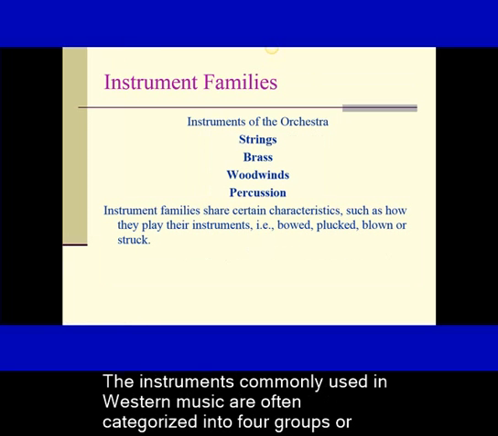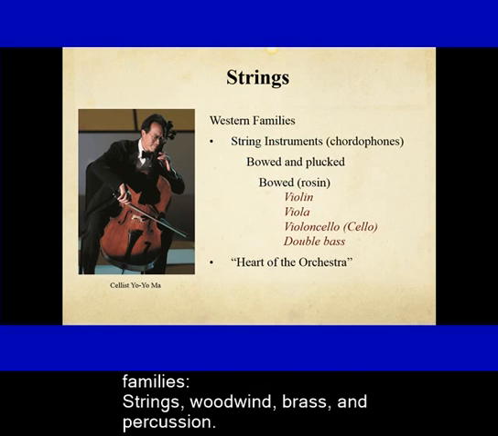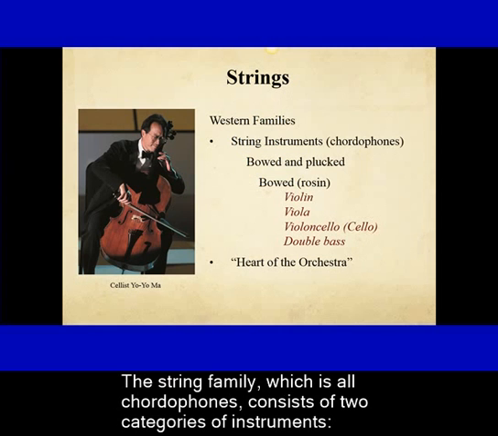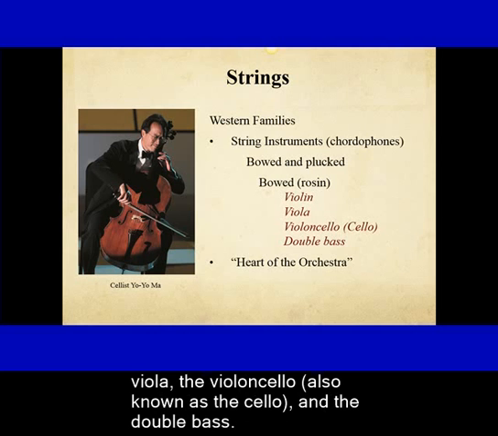Instruments commonly used in Western music are often categorized into 4 groups or families: strings, woodwinds, brass, and percussion. The string family, which is all chordophones, consists of 2 categories of instruments: bowed and plucked. The bowed string family includes the violin, the viola, the violoncello, also known as the cello, and the double bass.